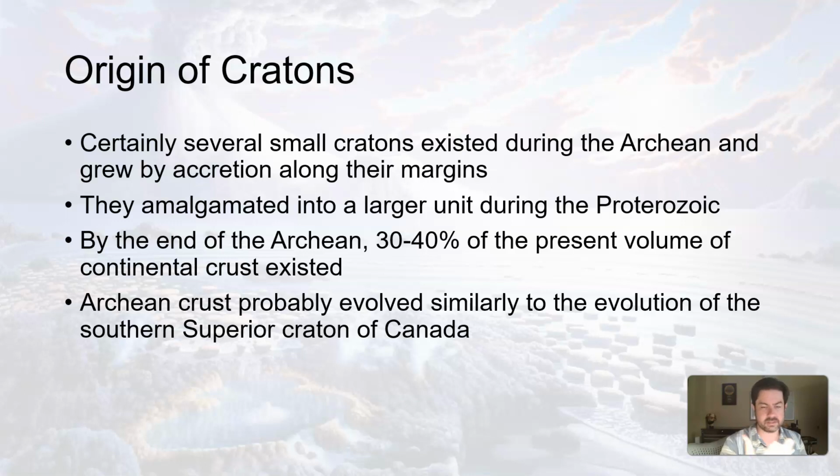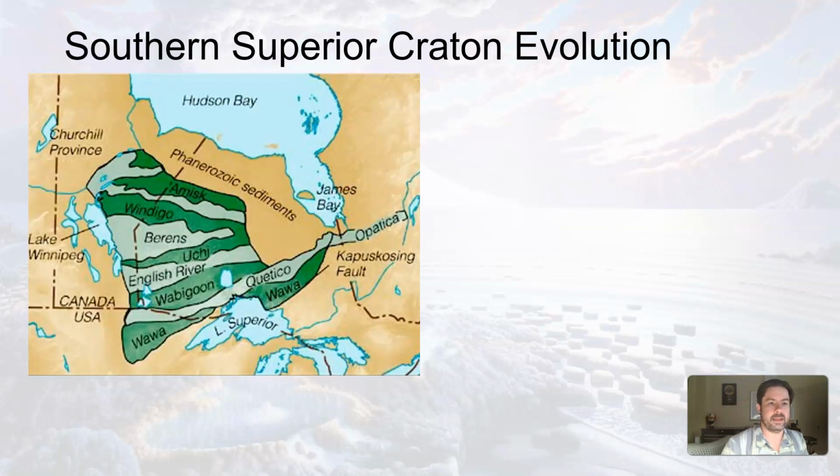The way crust evolved around the world was probably similar to the evolution of the southern Superior craton of Canada. Now, the North American craton, of which we have the exposed Canadian Shield, is actually made up of an amalgamation of a bunch of littler cratons to make up the larger one. The Superior craton is just one of them. So this is the southern Superior craton. It's right above Lake Superior, so it borders the U.S., dips into Minnesota a little bit, and then up into Canada.